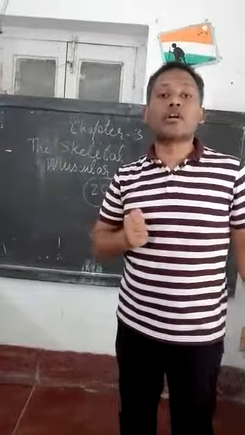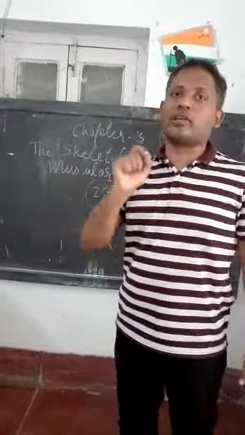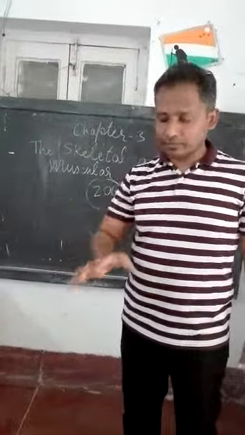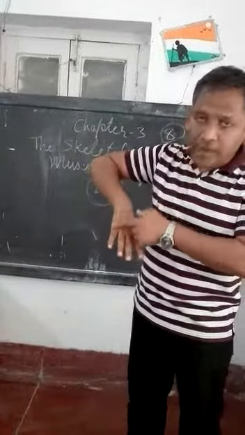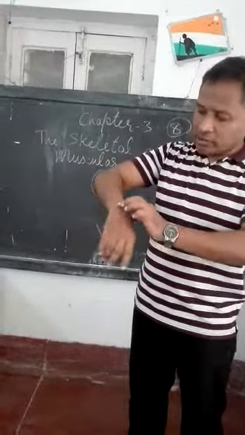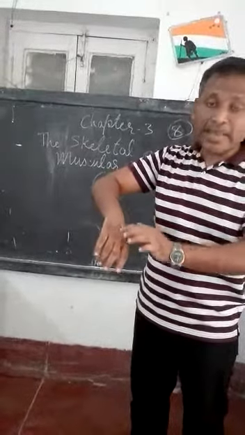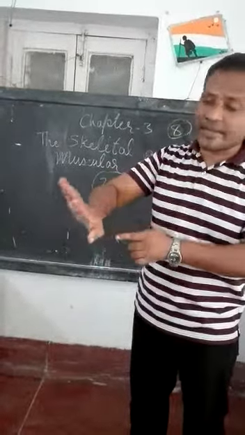These 14 bones are called phalanges. What are they called? Phalanges. Now, if you look like this, to each finger one bone goes. So these are called metacarpals. What are they called? Metacarpals.